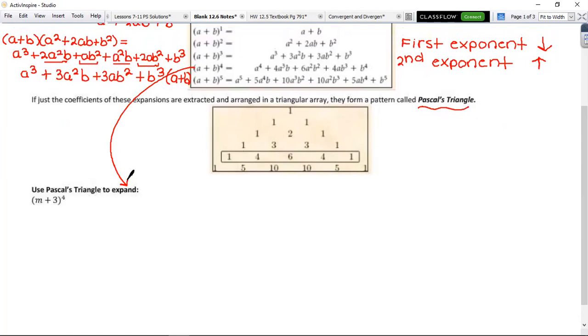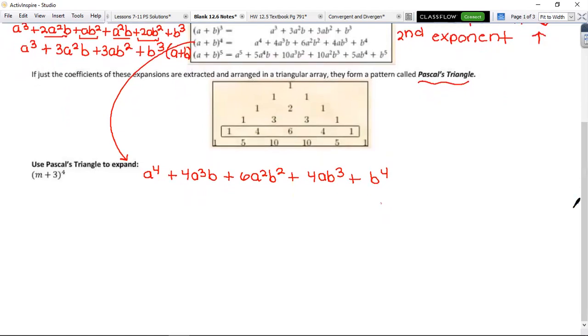So I'm going to write it out first. So this is going to be equal to a to the 4th plus 4a to the 3rd b plus 6a squared b squared plus 4ab to the 3rd plus b to the 4th. Okay, so again, this is much faster than if I had you FOIL this out 4 times. So m represents the letter A and 3 represents the letter B.